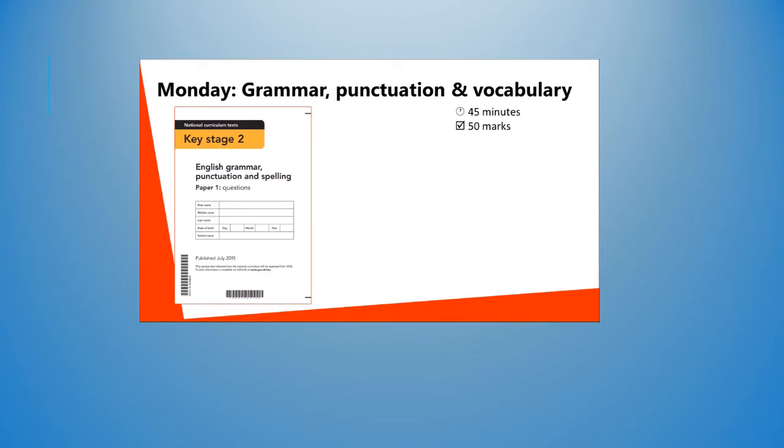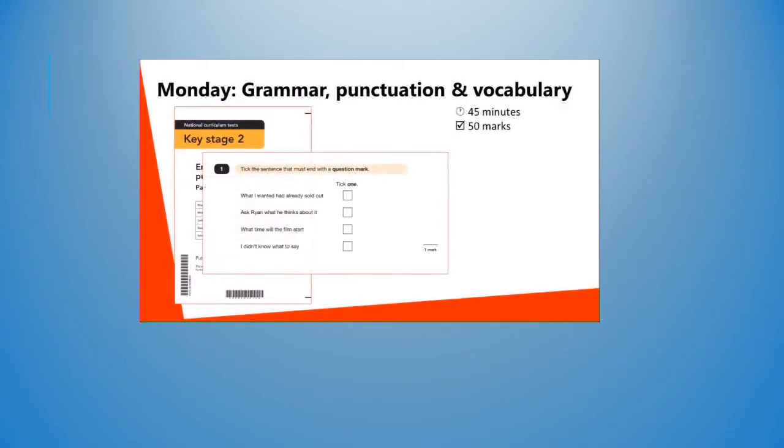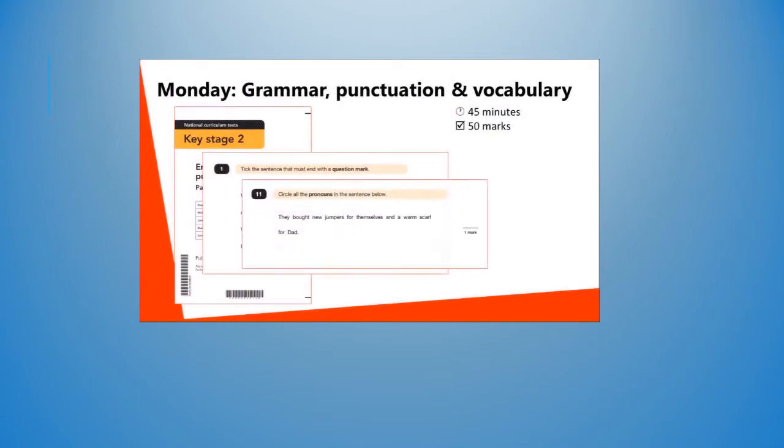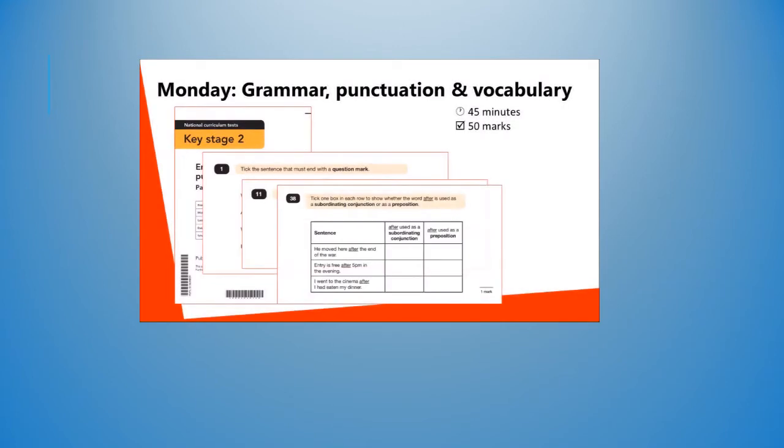The first paper is focused on grammar, punctuation and vocabulary and includes a range of question types, including questions where children have to tick a box or select one answer, or to circle particular word types, such as the example shown here about pronouns. Later questions are more challenging, such as this example where children are asked to identify whether the word after is being used as a conjunction or as a preposition.